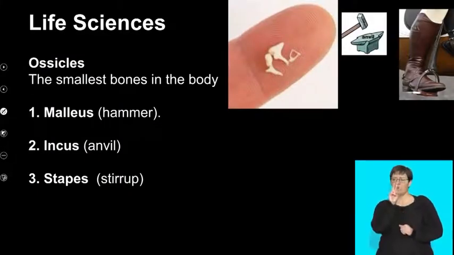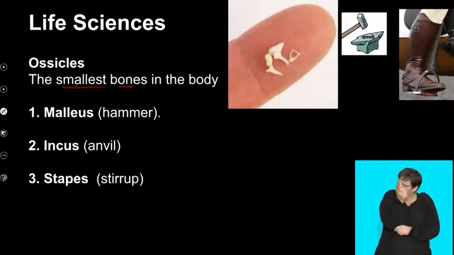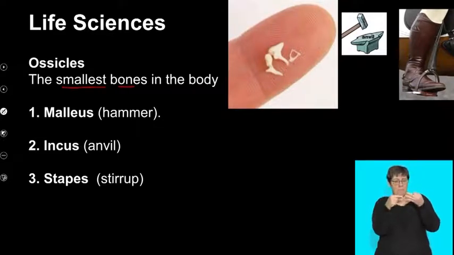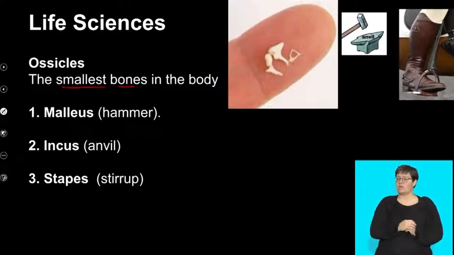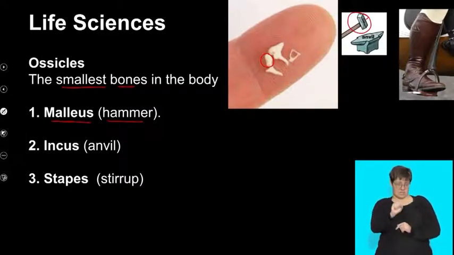So let's look at the ossicles. The ossicles are the smallest bones in the body. Have a look here. Look how small they are. This is fitting on a human's fingertip. Now, the names of these little bones come from what they look like. If you look at the first one, it looks like a little hammer. And the Latin name for hammer is malleus.